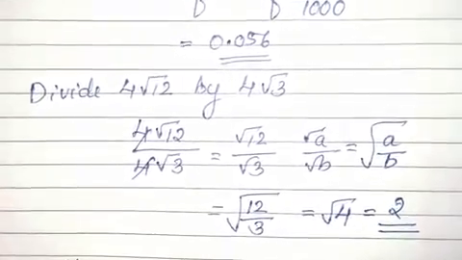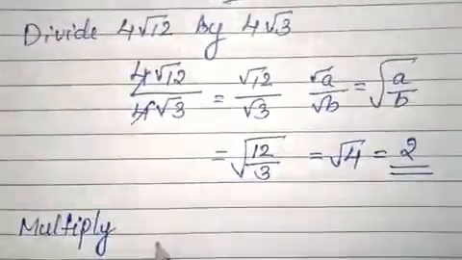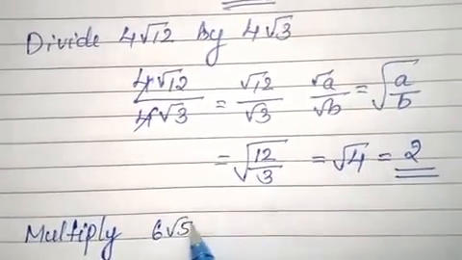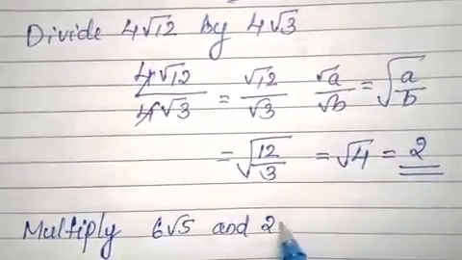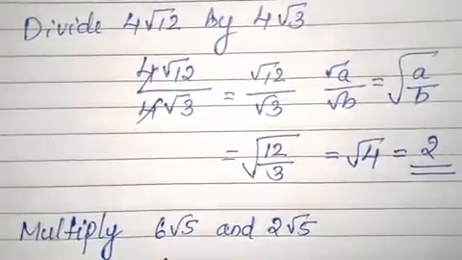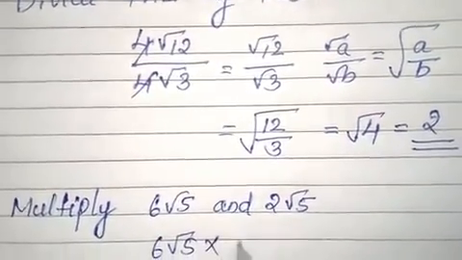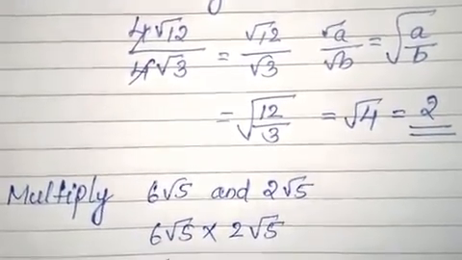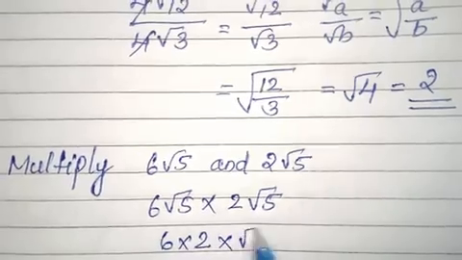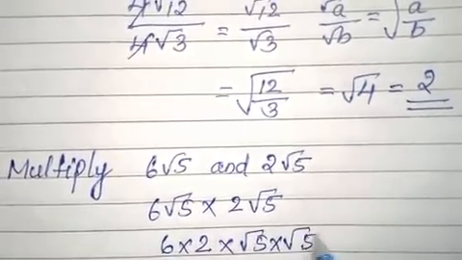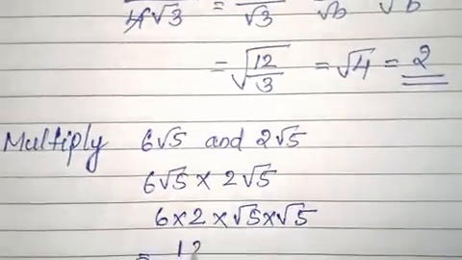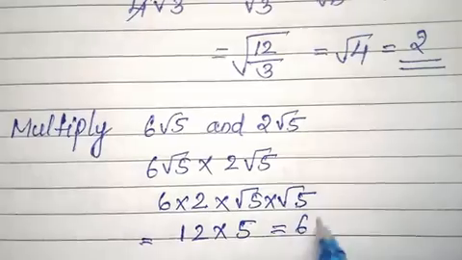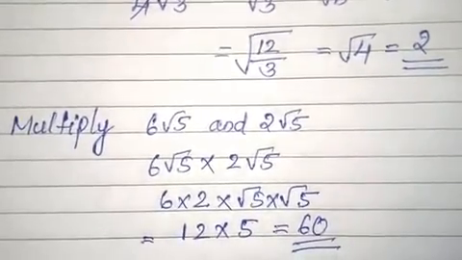And the next one is multiply 6√5 and 2√5. Here 6√5 into 2√5. First we multiply the whole numbers part, 6 into 2, arrange in a group, and then √5 into √5. 6 2s are 12. 12 into √5 into √5, it will be 5. 12 5s are 60. Understood?